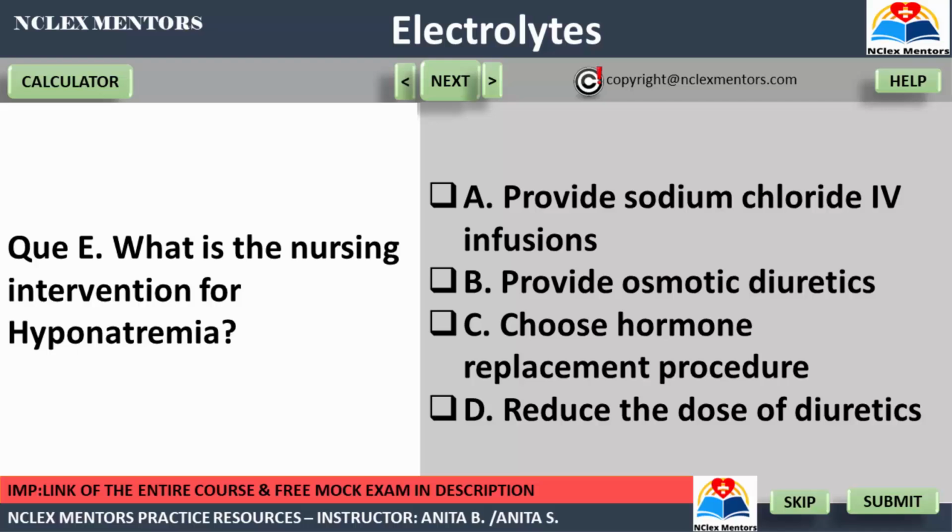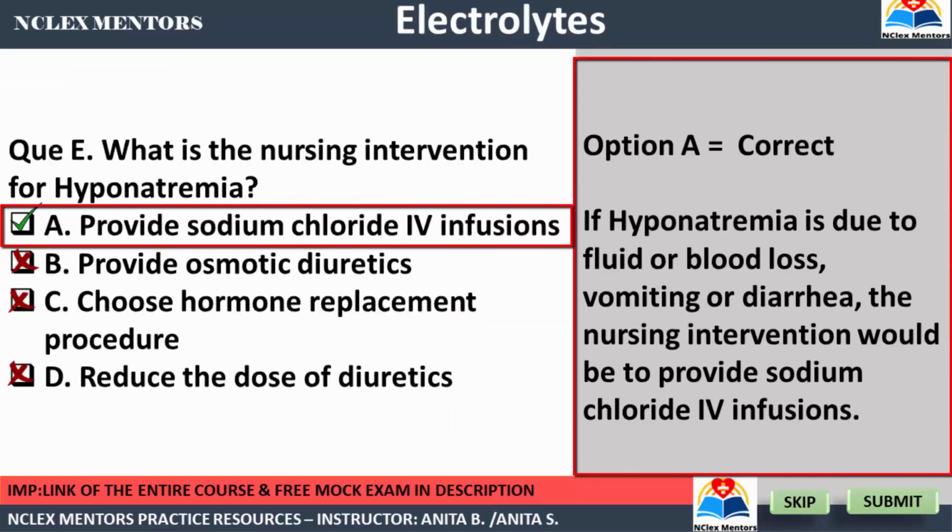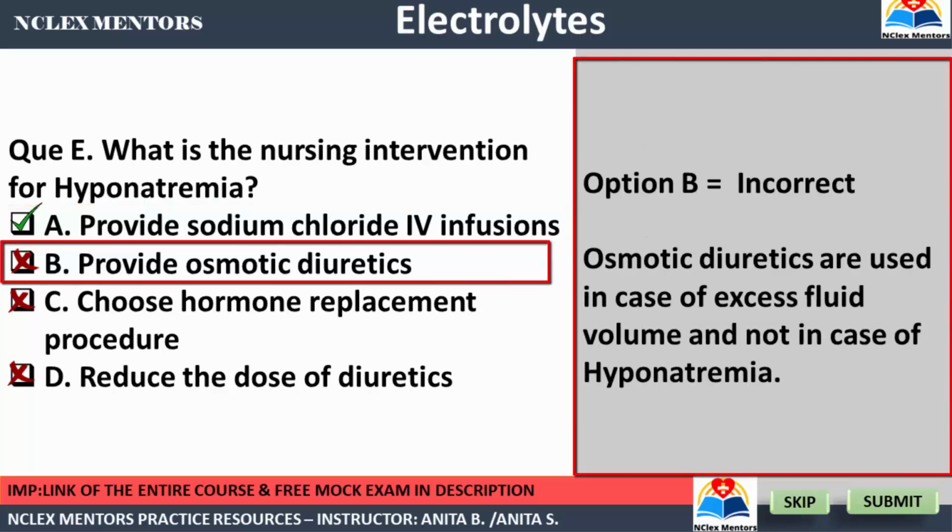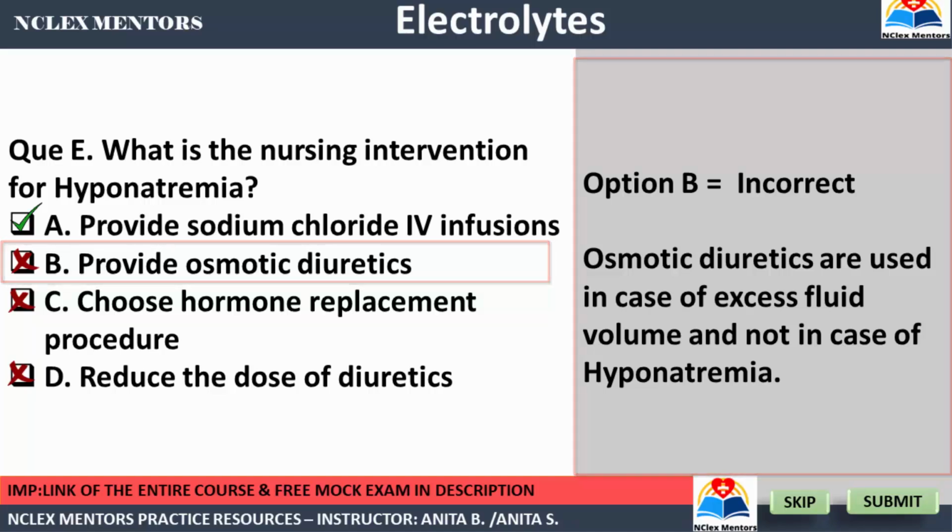All right, let me reveal the right answer to you. The correct option is A. Provide sodium chloride IV infusions. If hyponatremia is due to fluid or blood loss, vomiting, or diarrhea, the nursing intervention would be to provide sodium chloride IV infusions. Option B is not correct as osmotic diuretics are used in case of excess fluid volume and not in case of hyponatremia.